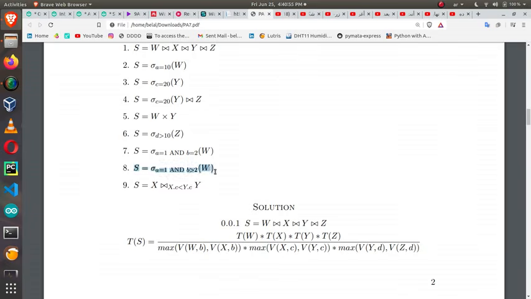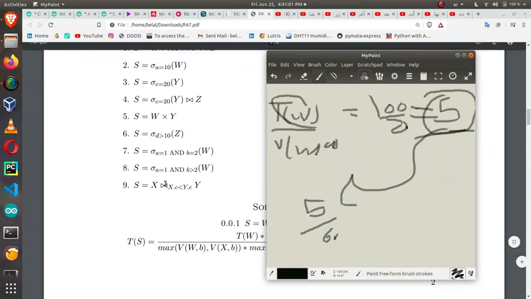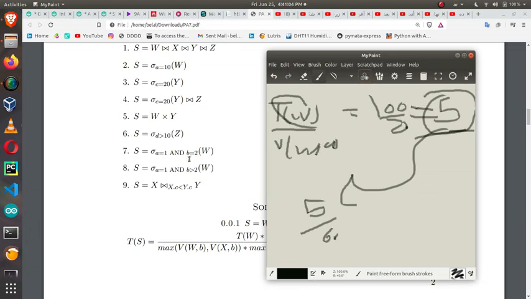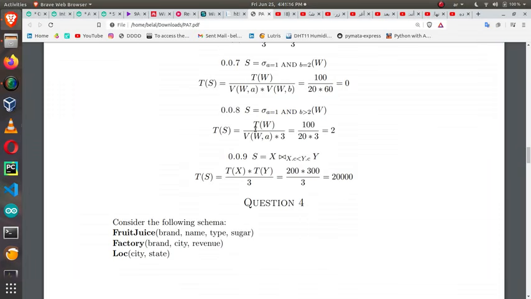The one after it is pretty simple. 5 times 1 over 3, or 1 over 2 for relation W. Let's check it. T of W over VWA equals 100 over 20 times 1 over 3. This gives us 2. Nice.